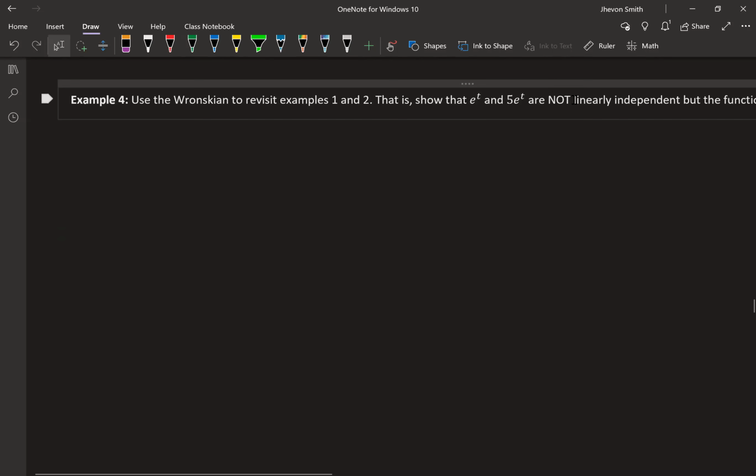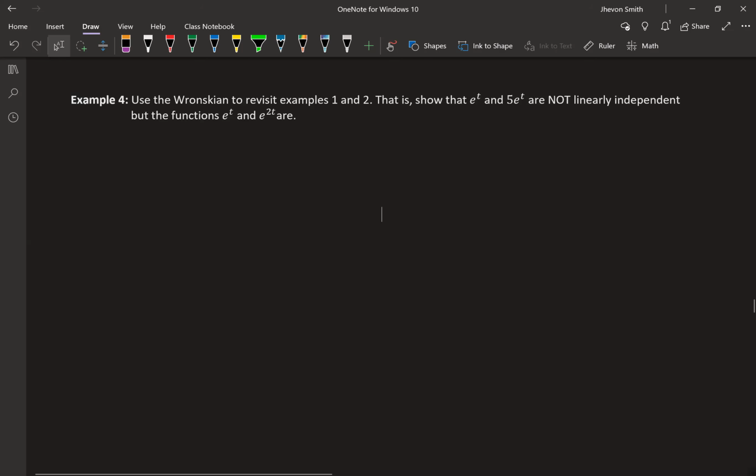Okay, now I'm going to want to look back at our original examples and show using the Wronskian whether they're linearly independent or not. So earlier we saw that e to the t and 5e to the t are not linearly independent. And we saw that e to the t and e to the 2t are. How can I show that they're linearly independent or not in a very quick way? Let me show you. e to the t and 5e to the t are not linearly independent.